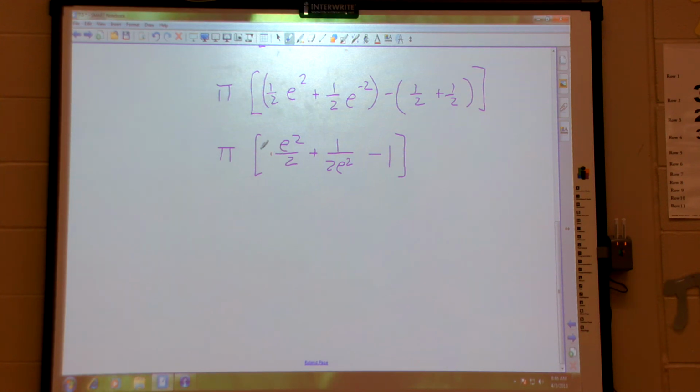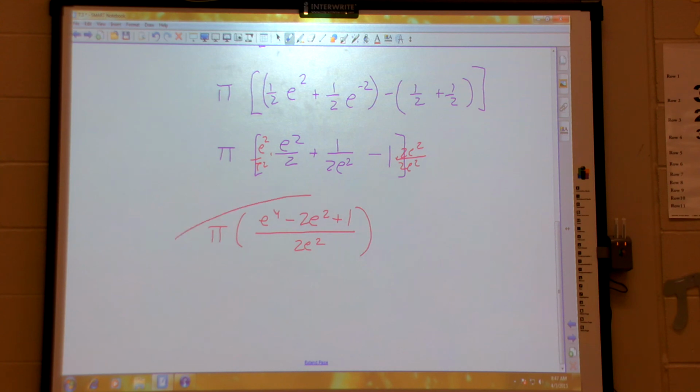This one needs an e squared. This one's good. This one needs a 2e squared. Yeah? I'm going to get pi times e to the 4th, I'm going to go ahead and write it in different order, minus 2e squared plus 1 over 2e squared. It's not pretty, but there's my answer.